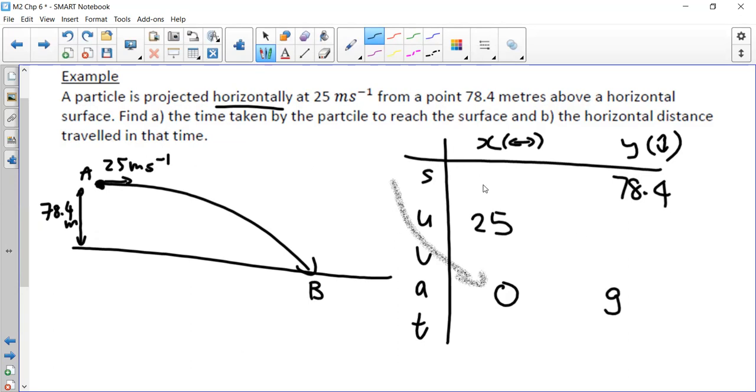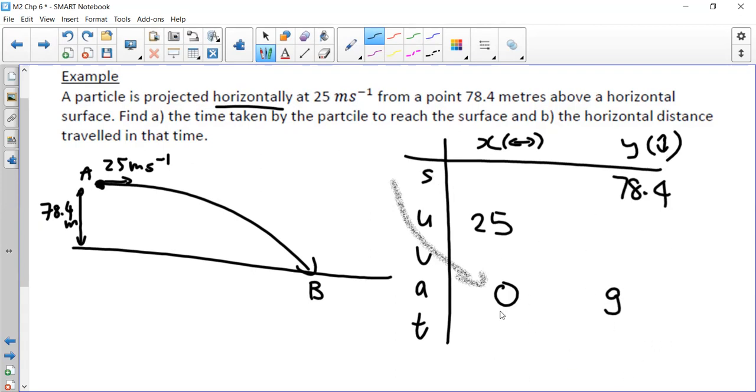Now, I'm not sure if you noticed, but in every Suvat column, do you know how much information you need in order to work out a variable? You need at least 3 pieces of information to work out an unknown. For example, if I want to work out time in this column, apart from U and A, I need something like S and V to help me find T. Or in the Y column, I've got A and S, but I need U and V to help me work out T.